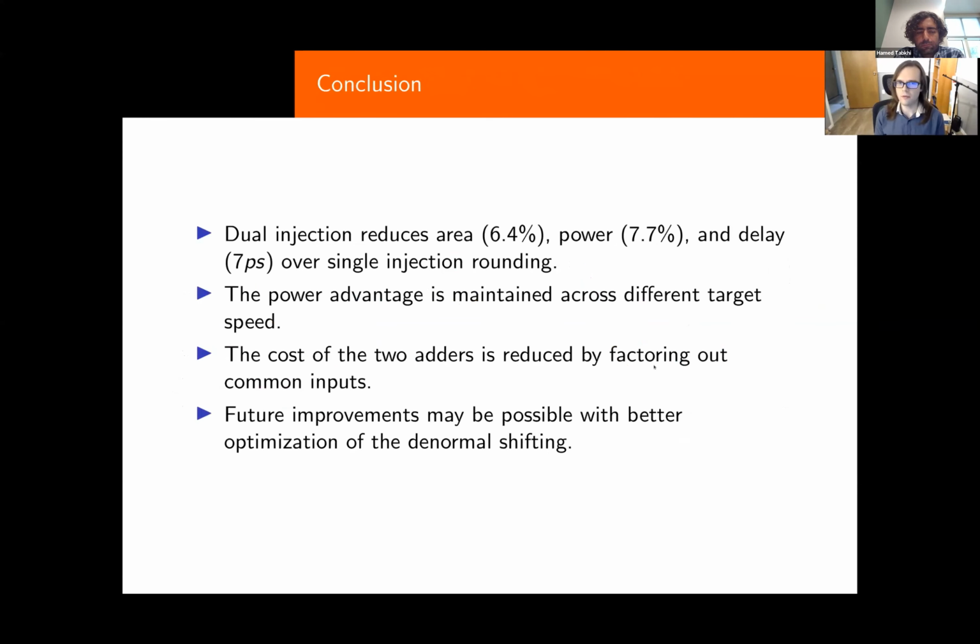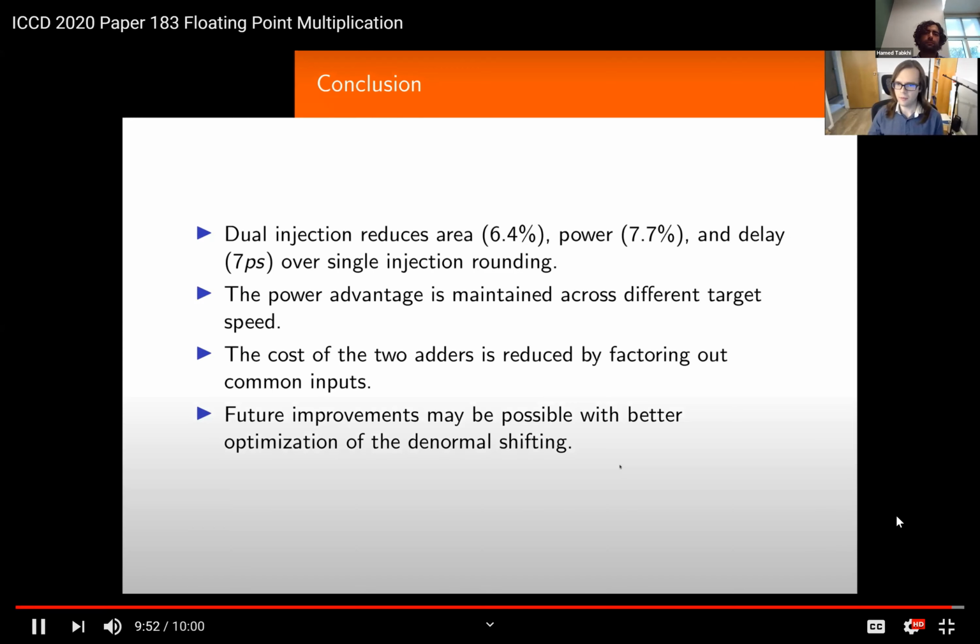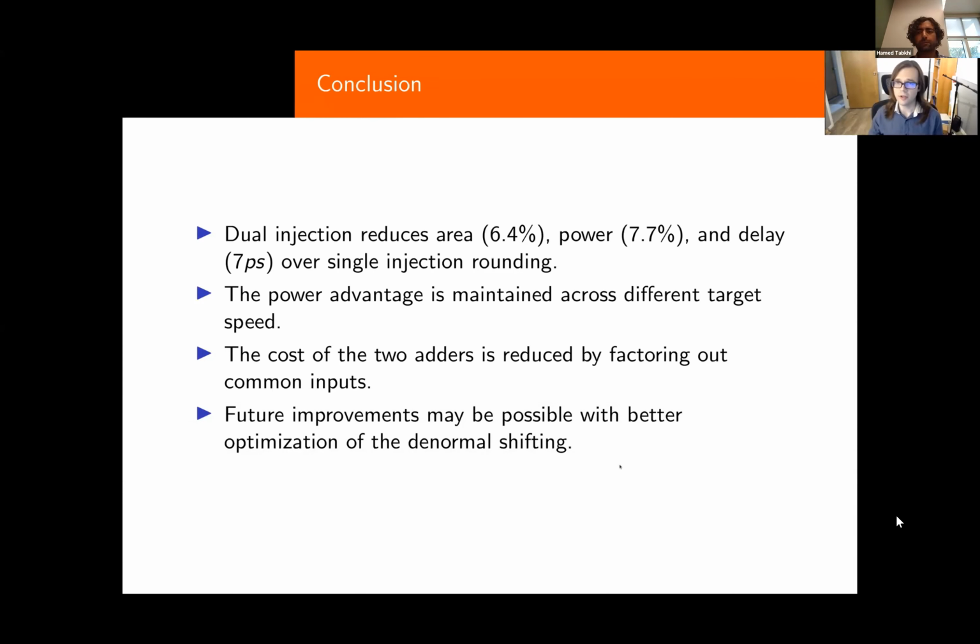So in conclusion, we've been able to develop a new rounding algorithm which is not only faster, but uses less energy and is a smaller total area. That power and area advantage is maintained across different target clock speeds. And finally, the way in which we achieve this higher performance is by factoring out a significant amount of the two 161-bit adders. Future improvements may also be possible if we consider how we might optimize the denormal shifting. Thank you, and that concludes my presentation.